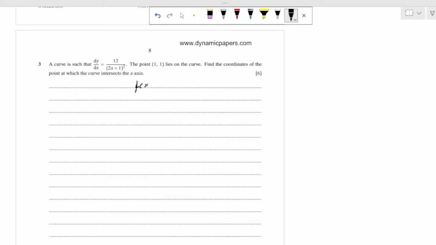If I denote the equation as f(x) and its derivative as f'(x), to find the derivative from the original equation, we differentiate. But if you're going to find the original equation from the derivative, you're going to integrate. So we're going to integrate our derivative to get the original equation, and then we're going to solve to get the point at which the curve intersects the x-axis.